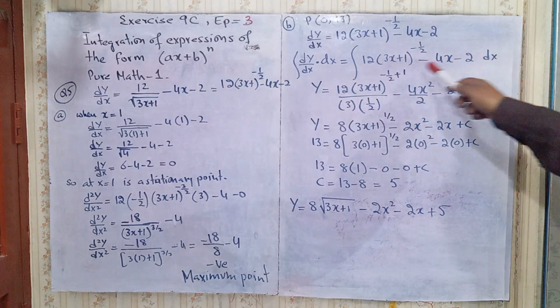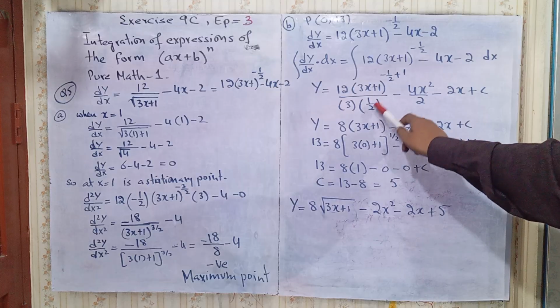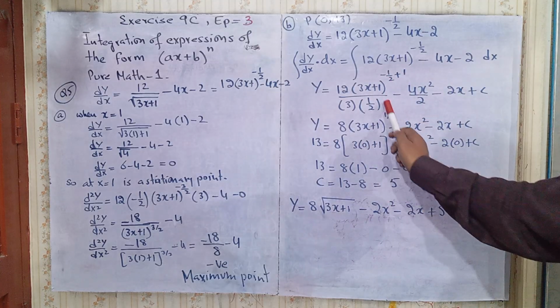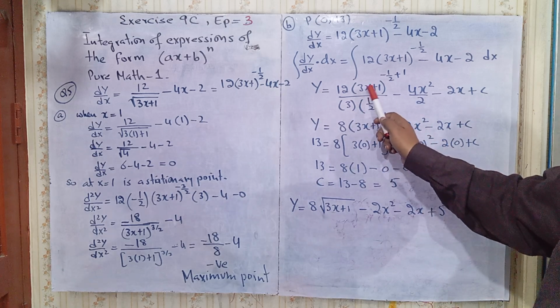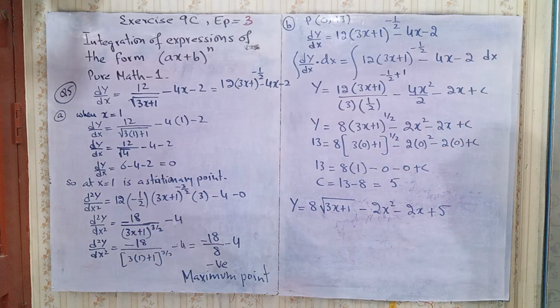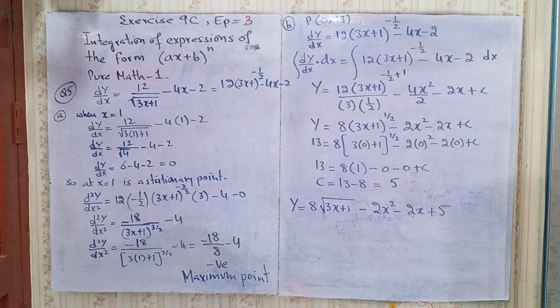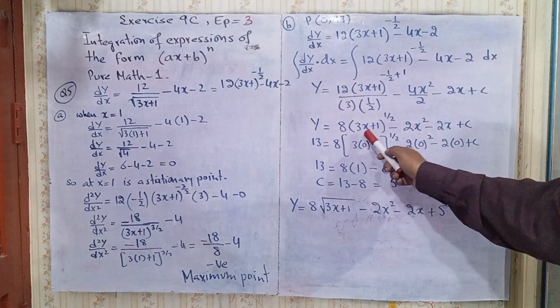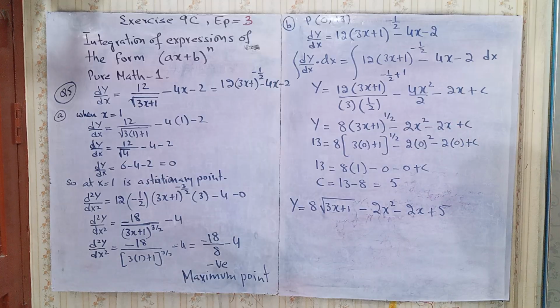When you integrate this, for 12, the power is increased by 1, and you divide by the new power. Minus 1 by 2 plus 1 is 1 by 2. You also divide by the coefficient of x here, which is why this 3 is here. Minus 4x, its integration is 4x squared divided by 2. Minus 2, its integration is minus 2x, and plus c. So you will have, after cancelling, 8 into (3x plus 1) raised to the power 1 by 2, minus 2x squared, minus 2x, plus c.